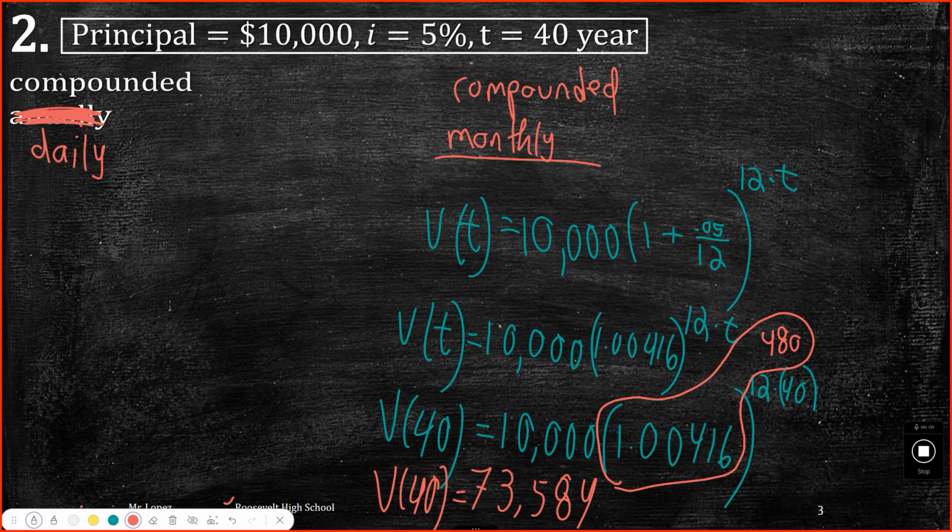All right, what's the formula for compounded daily? All right, let's do it. So, V of T. So what's the initial investment? What's the principal amount? 10,000?